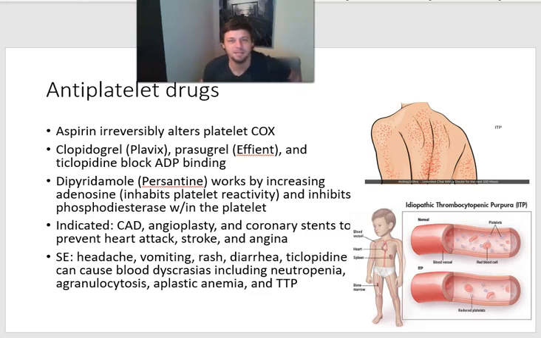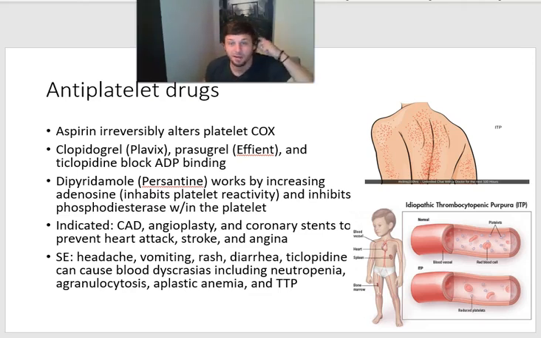Then we have our antiplatelet drugs like aspirin. Aspirin irreversibly alters the platelets' cyclooxygenase enzyme. You remember way back when we talked about analgesics and aspirin and how that works. Clopidogrel or Plavix blocks ADP, adenosine diphosphate, and what it does is it stops the platelets from becoming sticky.